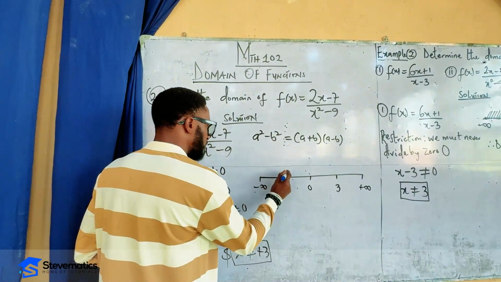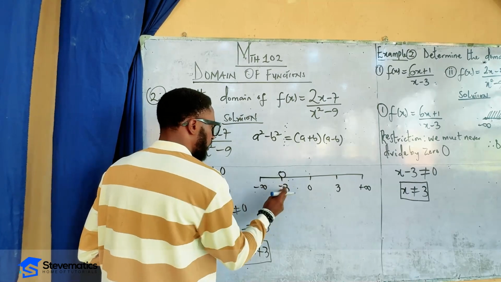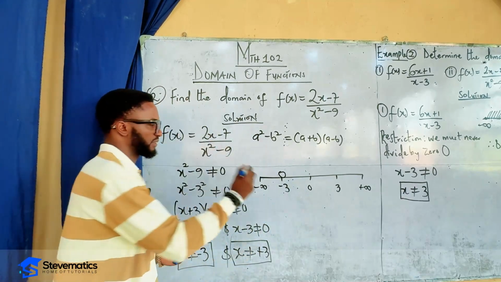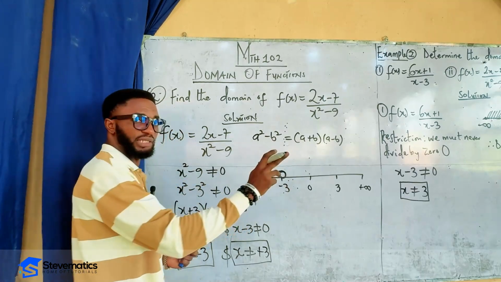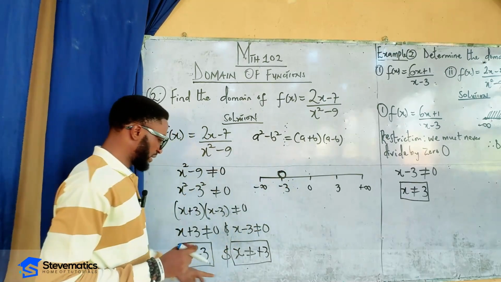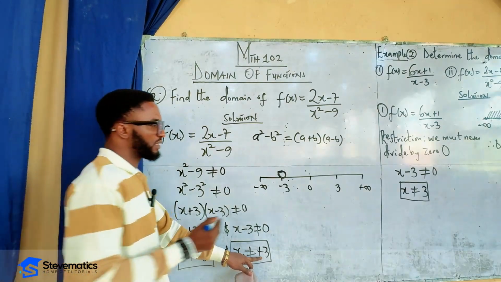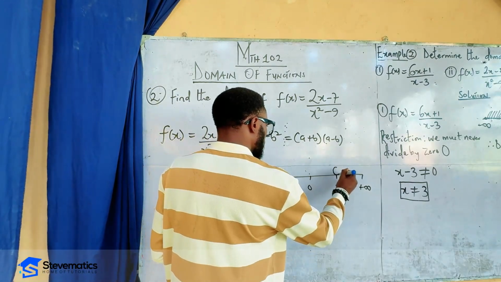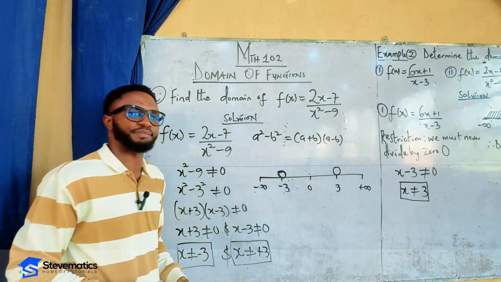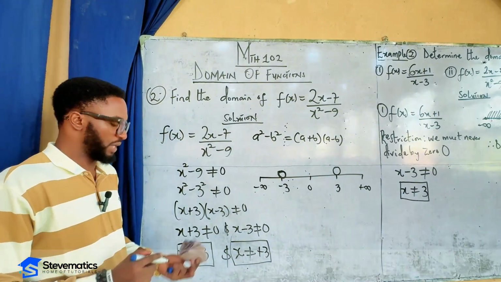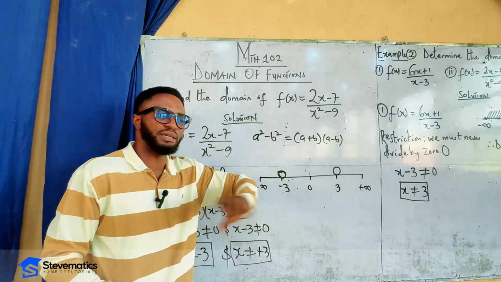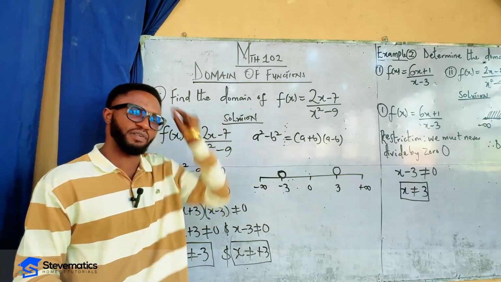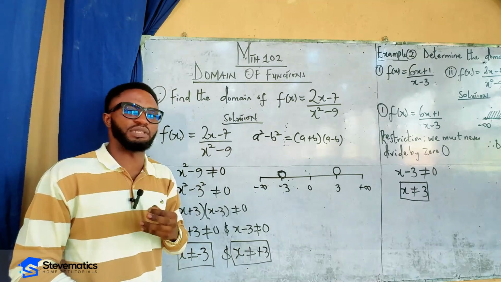Draw an open circle on minus 3. That is, we are avoiding it. This open circle means that we are avoiding it. Then x is also not equal to plus 3. Draw also an open circle and avoid it. All right. Now, minus 3 and plus 3 should be taken off our interval of domain.